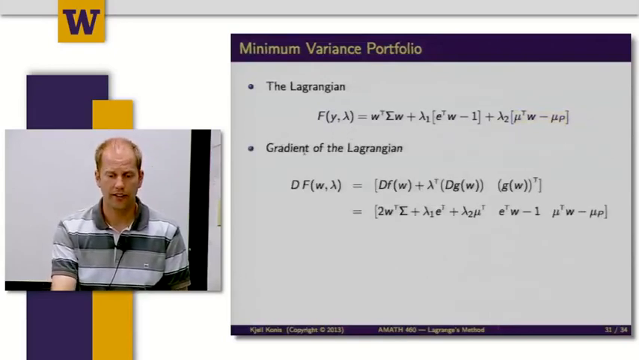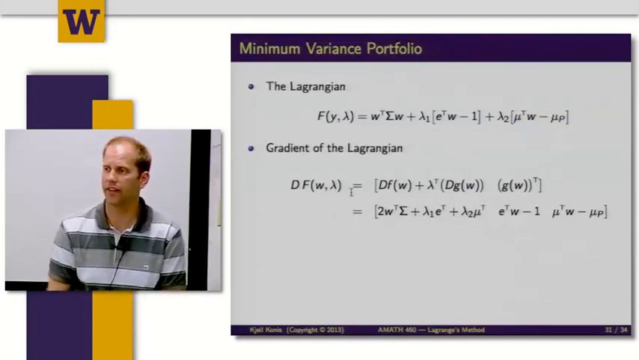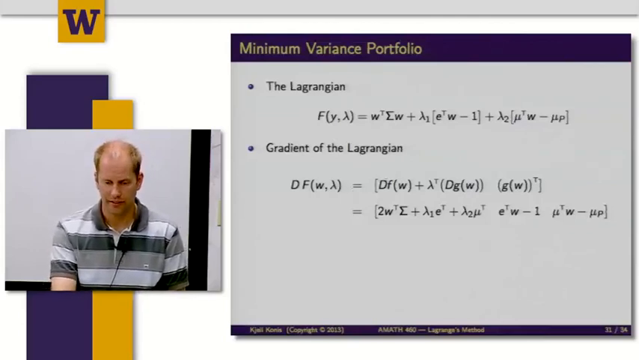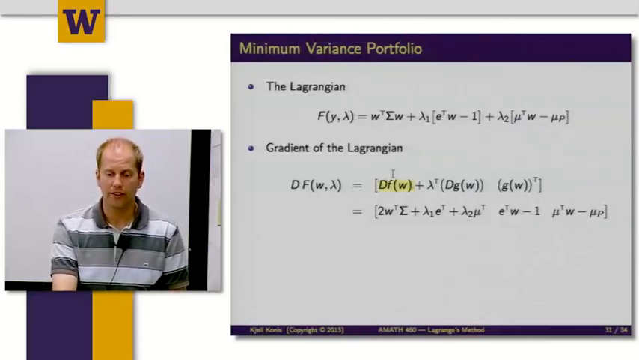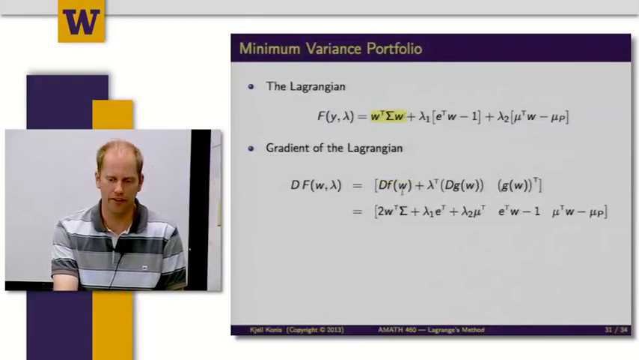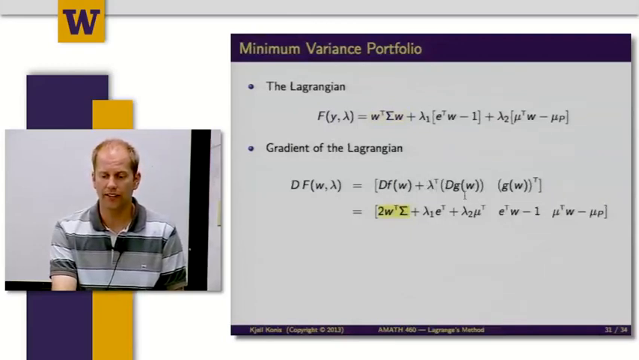And now I want to take the gradient of the Lagrangian. So I can do this again, doing the x part first and then the lambda part second. What I end up with is the gradient of the objective function, so the little f. I've just mentioned how I can take the derivative of this quadratic form. So that's 2w transpose sigma. And then I'm going to have lambda 1 times the gradient of g.